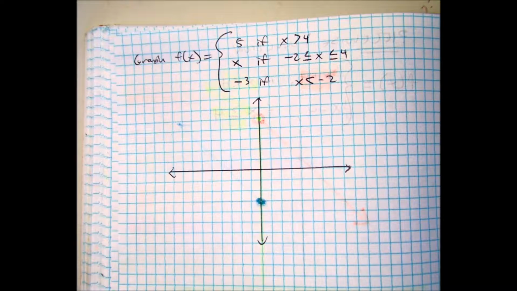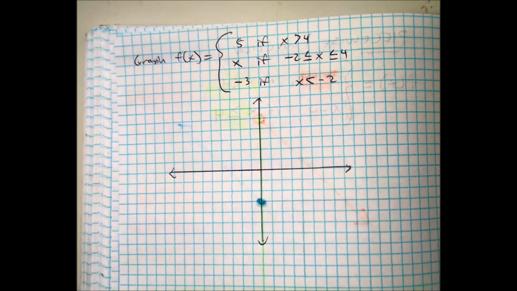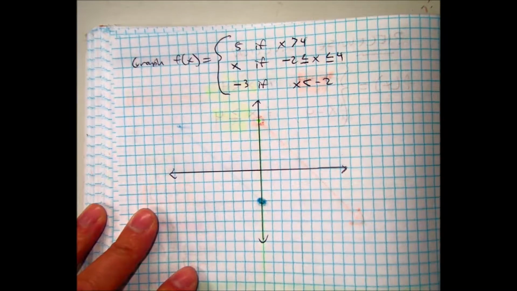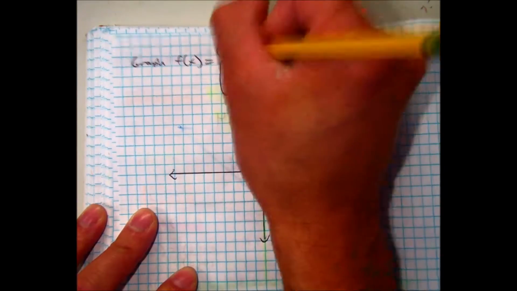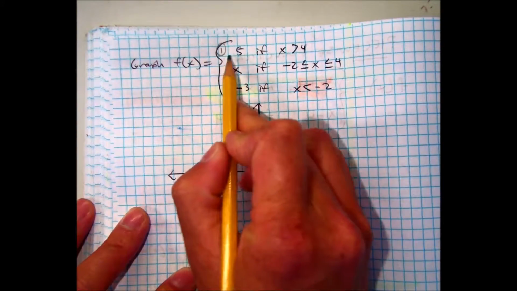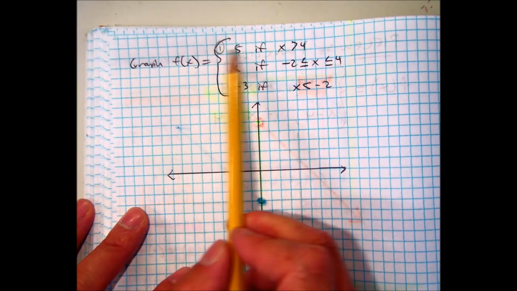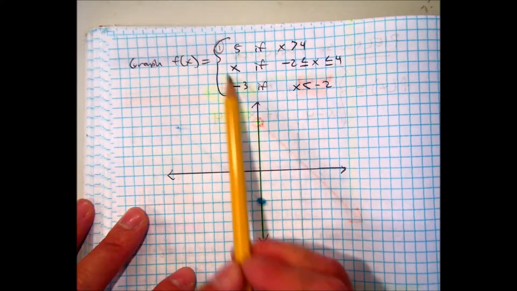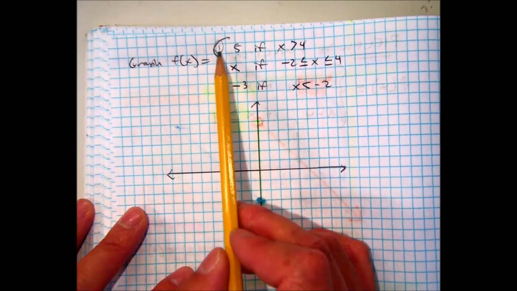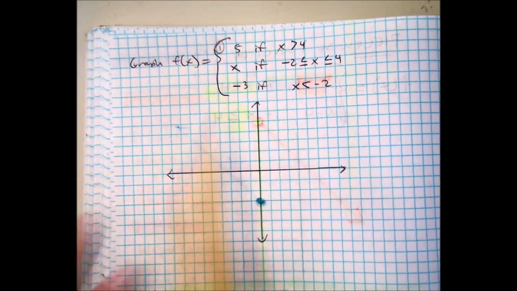Alright, let's go ahead and graph this one. So the first piece I see is f of x. Here's my first piece. F of x equals 5. And a lot of times what they're going to do is they're actually going to put these in order. They're nice for you. Okay? So the first piece is I have f of x equals 5.